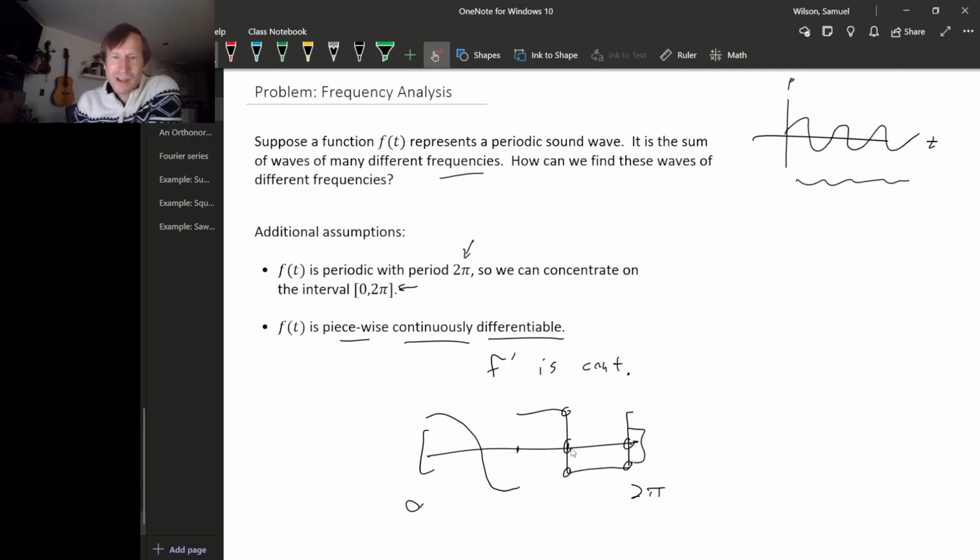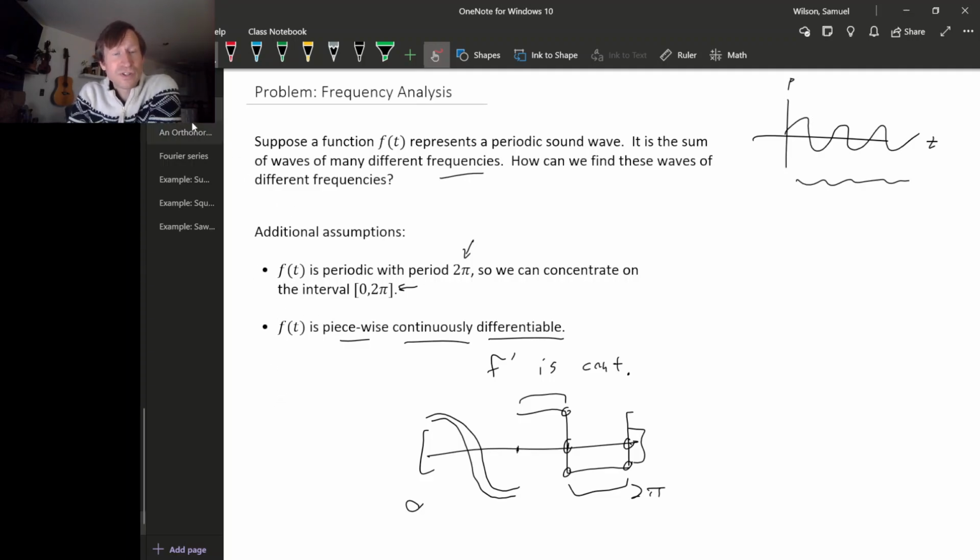But other than these three isolated spots, this function is continuously differentiable, right? All the way through this interval, it's continuous, it's differentiable, and its derivative is continuous. And then on this interval, its derivative is continuous, and likewise here. So again, in practice, this is not a very restrictive assumption, because physical sound waves are pretty much always continuous. In fact, they're pretty much always differentiable as many times as you wish to differentiate them. So in practice, neither of these are very big restrictions.